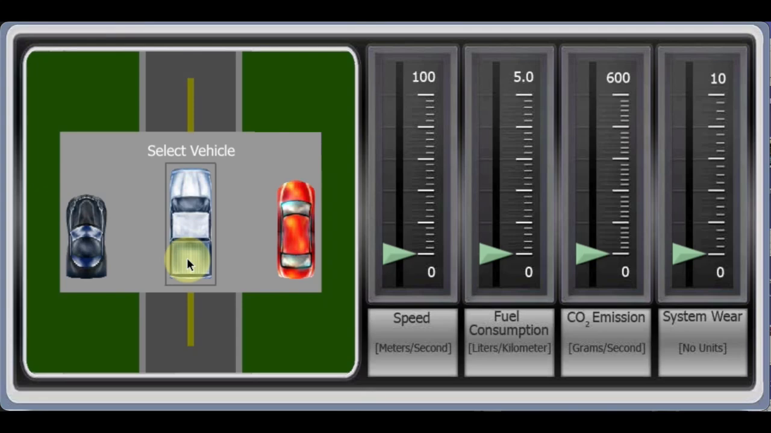Welcome to the acceleration simulation. In this simulation, you will investigate how speed, acceleration, fuel consumption, carbon dioxide emission, and system wear are related. To begin the simulation, first choose a vehicle.